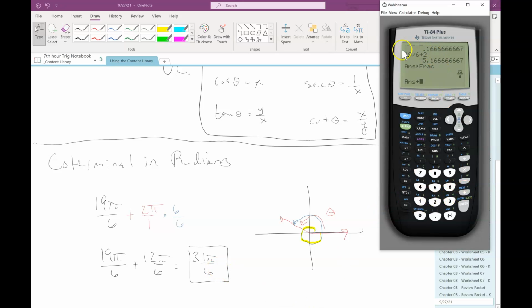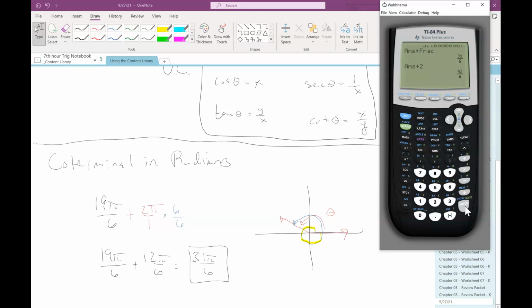Well, you could subtract 2 pi from 19 over 6, or you could just add another 2 pi. And you could keep adding. You don't have to do one adding and one subtracting. You can add as long as you want. So we can do that process to find more than one coterminal angle.